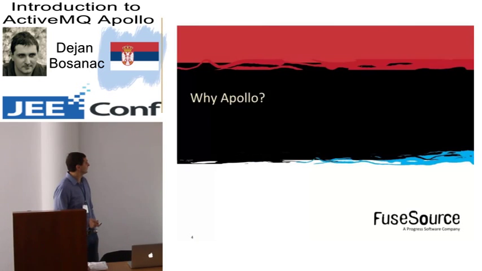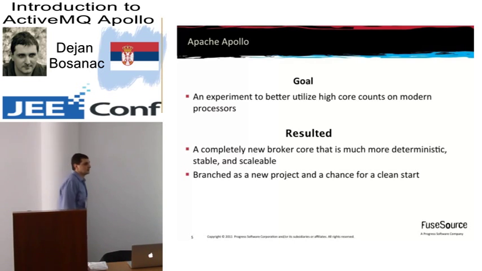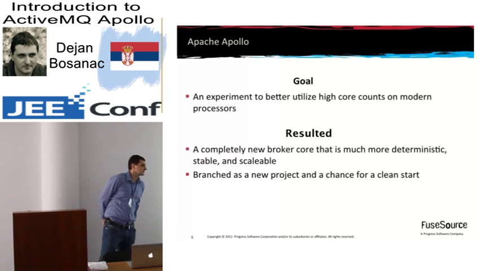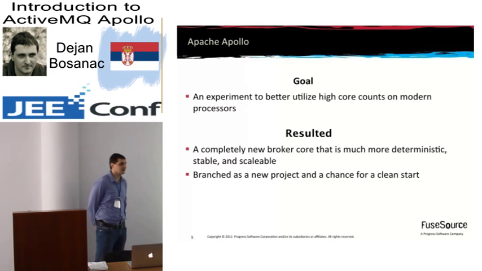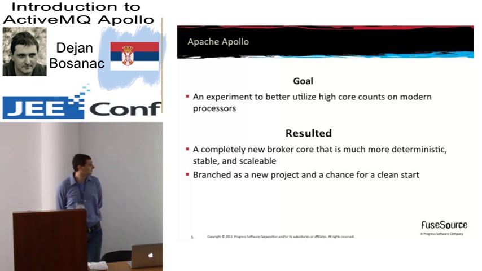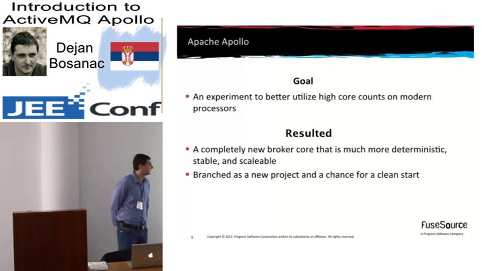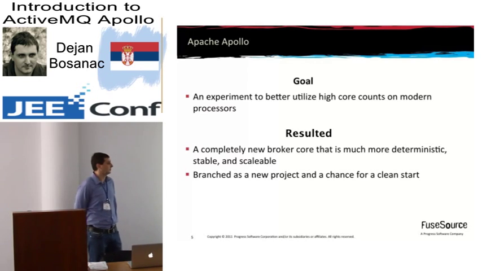So why did we start with Apollo? Basically, in the last few years, we see a huge rise of CPUs with high core counts. And we tried to find a better broker core that can utilize this kind of hardware architecture on modern processors.